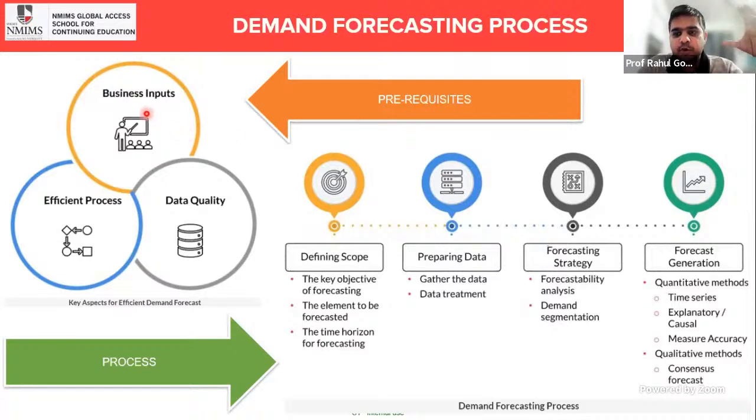So you need business inputs, and you need a process through which you are going to gather those inputs. It's not enough to have those inputs. It is also required to be able to study the impact of those inputs: whether they have a positive correlation, whether they have a negative correlation, what is going to be the estimated uplift, what is going to be the estimated cannibalization impact, right? So with efficient processes, you need to gather those inputs and study their impact on your forecast, right? And you need to have very high data quality, right?